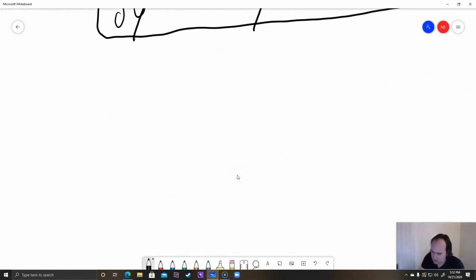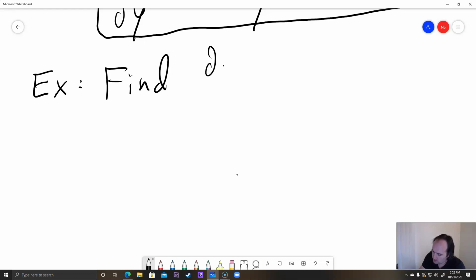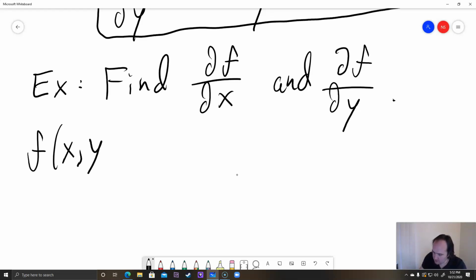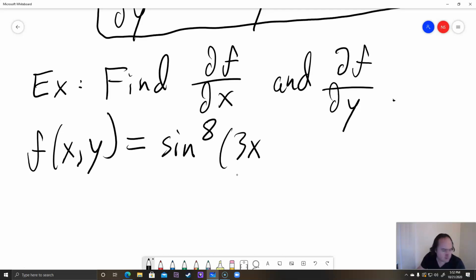Okay, so new example. Find partial f partial x and partial f partial y, or del f del x and del f del y. For this one, our function is f of x comma y equals sine to the 8th power of 3x minus 3y. Sine to the 8th power of the quantity 3x minus 3y.